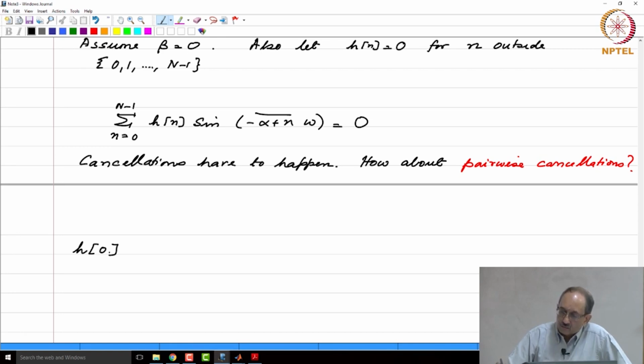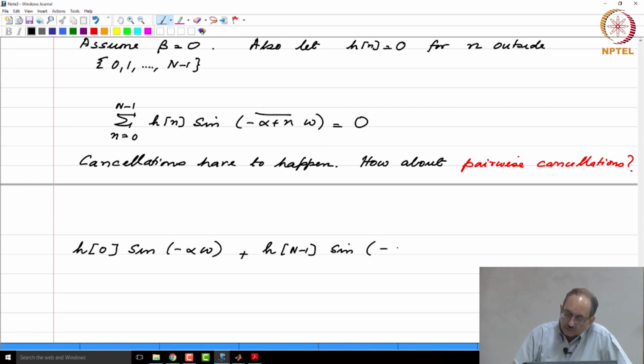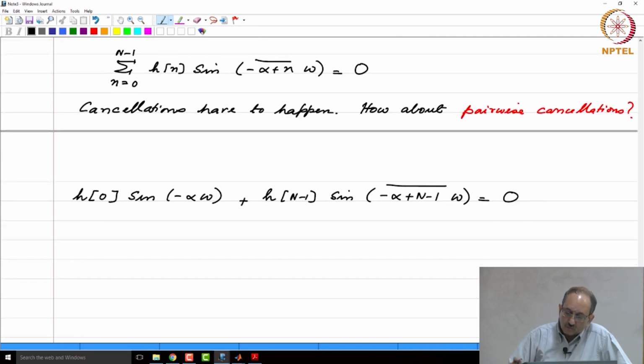So, this is the first kind of foothold into solving this problem, and the person then thought along these lines, okay, maybe pairwise cancellations are possible, and the person decided to choose the first and the last term. So, you put n equal to 0, then h of 0 times sine of minus alpha omega plus h of N minus 1 times sine of minus alpha plus N minus 1 times omega. So, can these two terms cancel is the question.